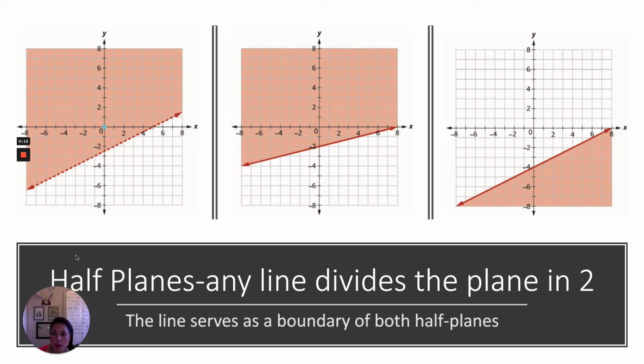Okay, so in this picture here, we are given three different graphs. What you need to know about the graph is that it's called a plane. That is because we have the x and y coordinates running infinitely off of this page. So this line is dividing this plane into two parts, and the same with this line on this graph, and on the third graph, we've got a line dividing the plane into two parts. We call this a half plane. A half plane is when any line divides the plane in two. The line serves as a boundary of both half planes.